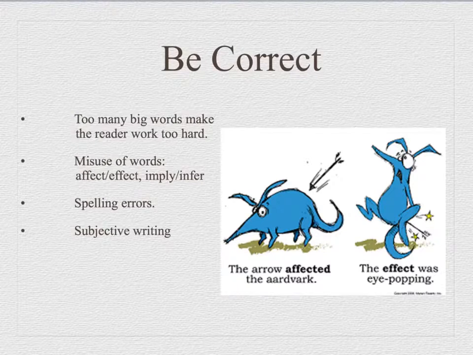Remember that too many big words are going to make your reader have to work too hard. I once had a writer who used the word Lilliputian, after the Lilliputians in Gulliver's Travels, which of course meant small, but there's a lot of other ways to show us exactly how small something is without using a word like that. We talked a little bit before about the misuse of words: affect, defect, imply, infer.